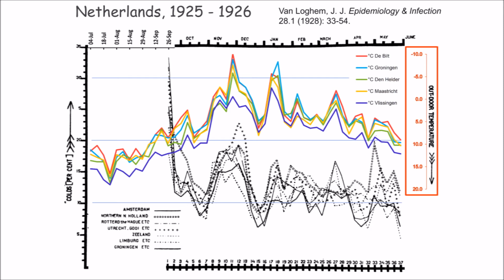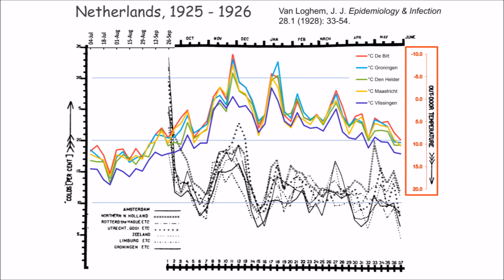And I'm going to show you here an example by Professor Van Lochem, who was a professor of hygiene at the University of Amsterdam in 1925-1926, and he carried out a huge survey of people from all over the Netherlands, where participants sent him letters every week reporting how many people in their households had got colds and flu. And at the bottom of the graph, the black and white dotted and continuous lines show Van Lochem's data, showing the number of people with colds and flu in 7 different regions of the Netherlands.